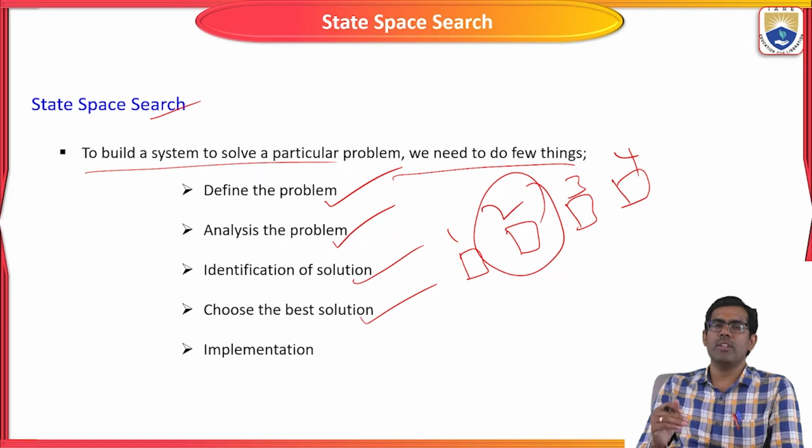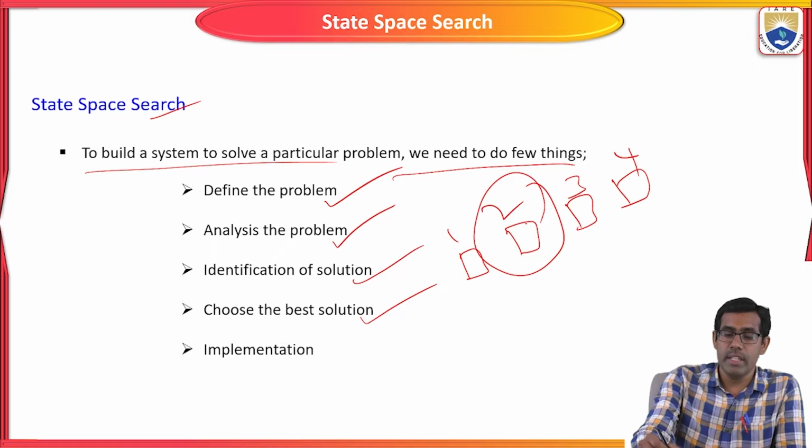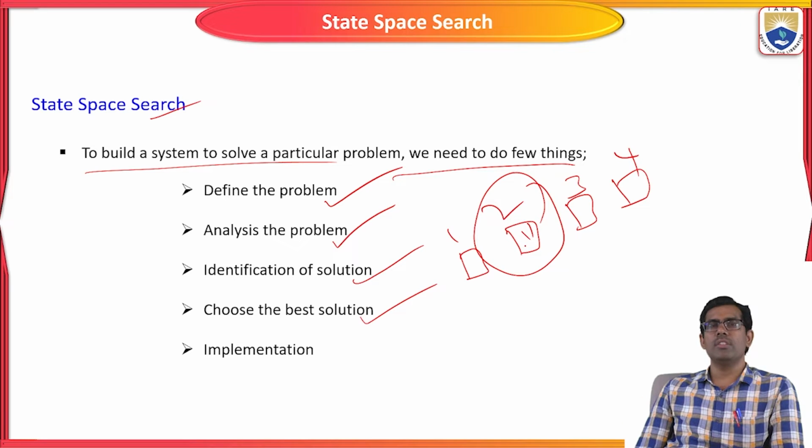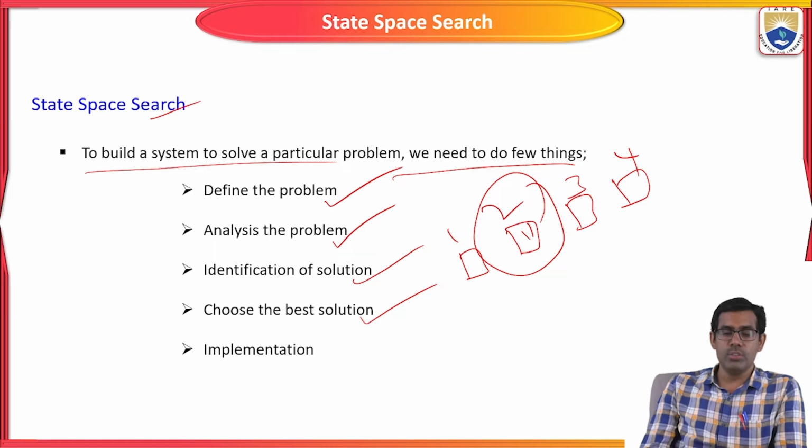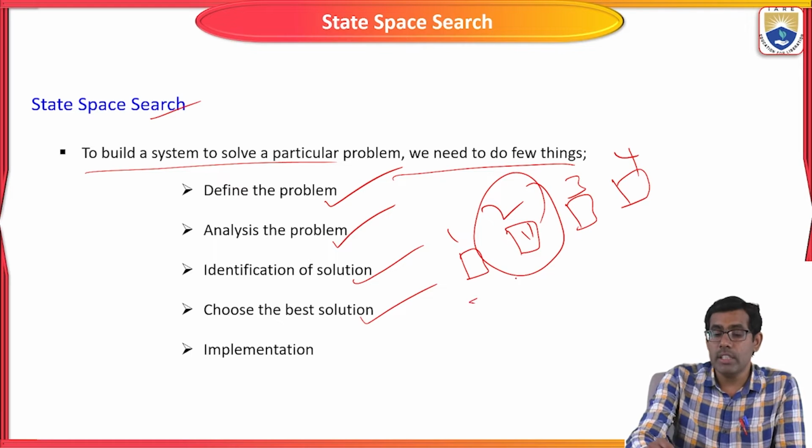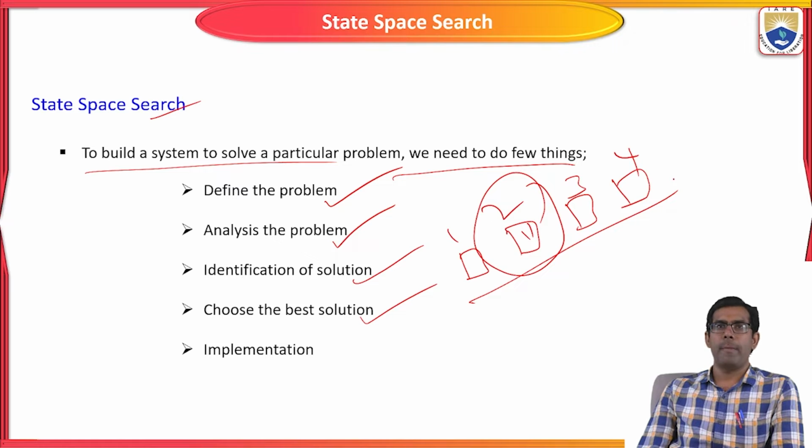Okay, the second one is here. The second solution is setting the goal state. So now I'm going to choose the best solution for your problem statement. That way, I'm going to choose the best solution from the set of solutions.